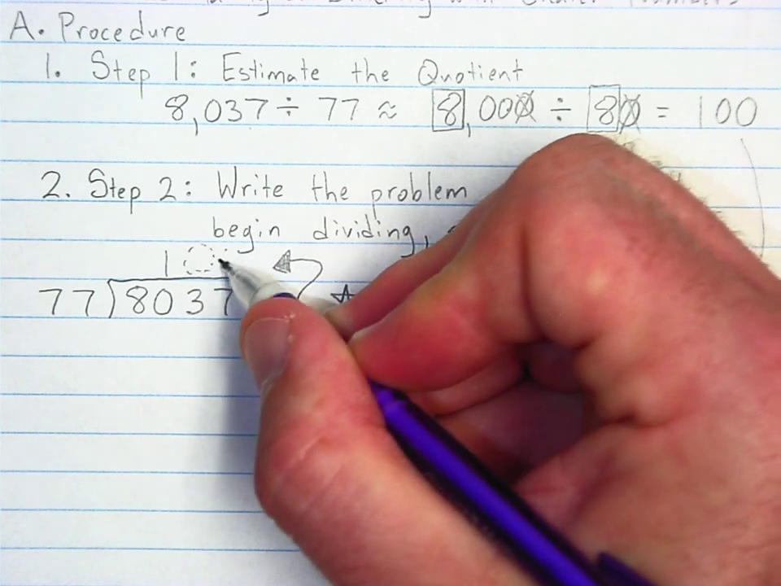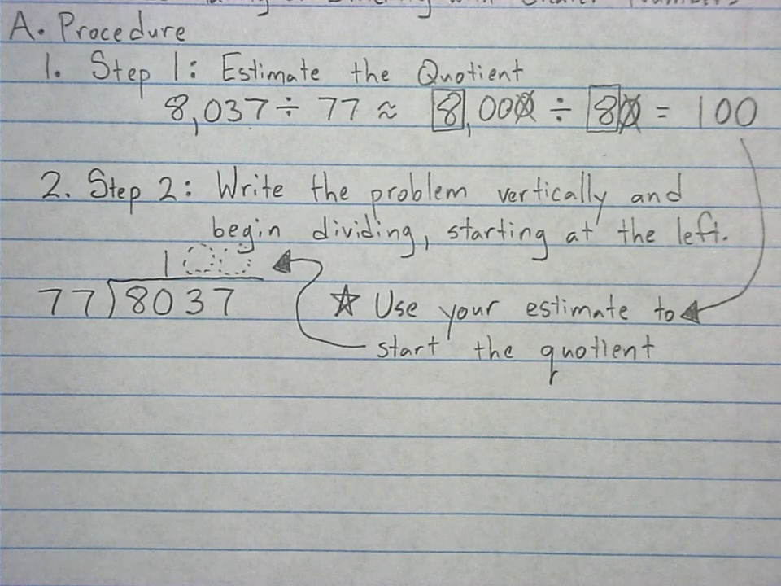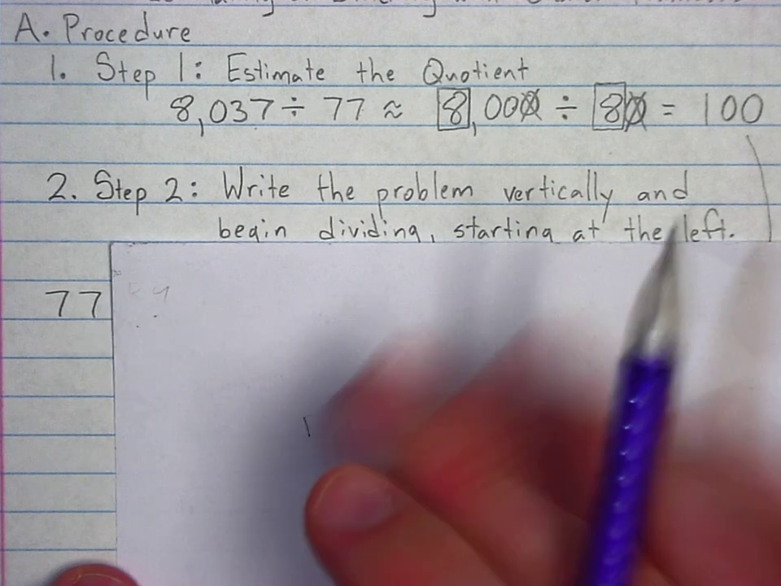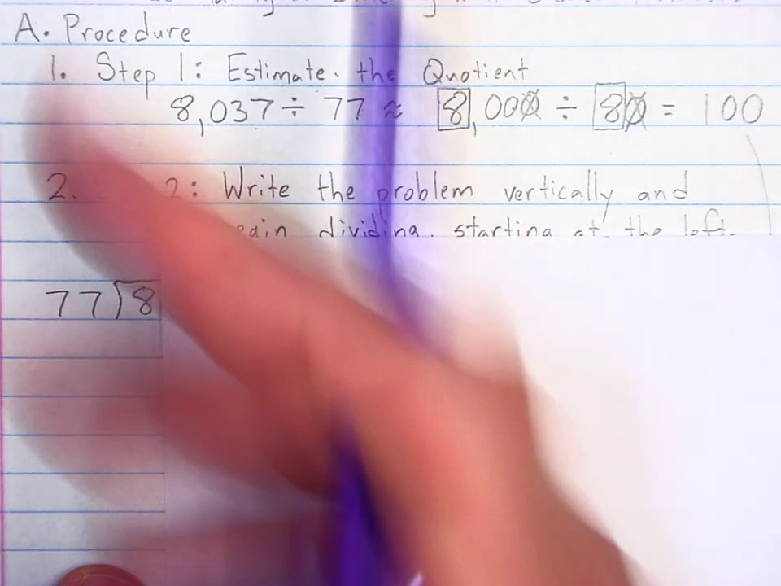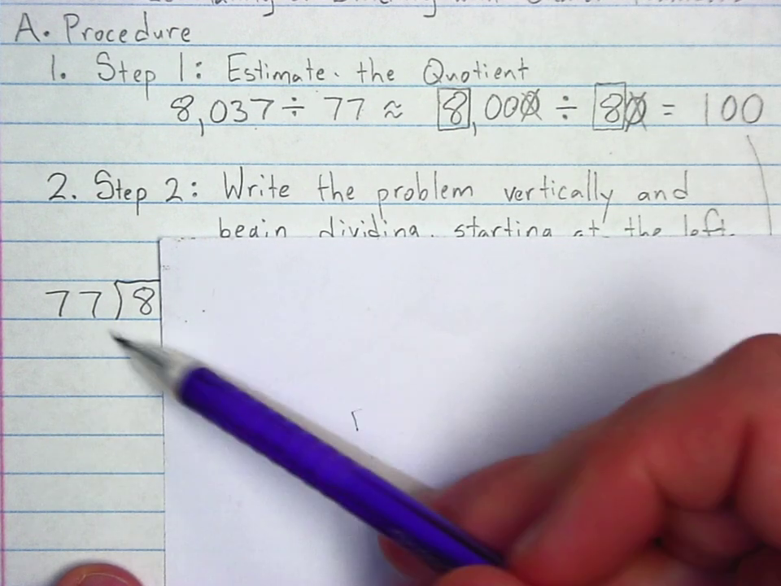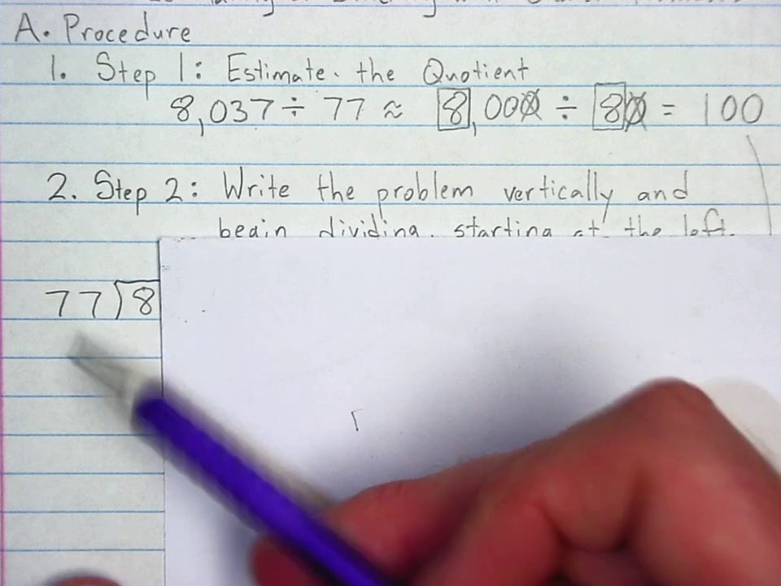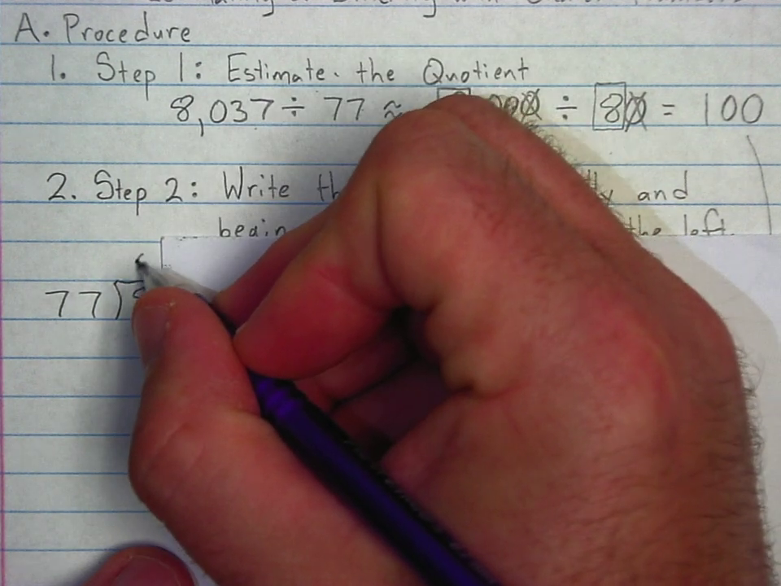Now we've talked enough about estimates to know that this will not always work. But if I take a little piece of paper, cover up the rest of the problem, and do what we've been doing in class, 77. What is 8 divided by 77? I can't do that. If I have 8 remote controls, I cannot pass them out to 77 people. I cannot do that. So we put a 0 here.